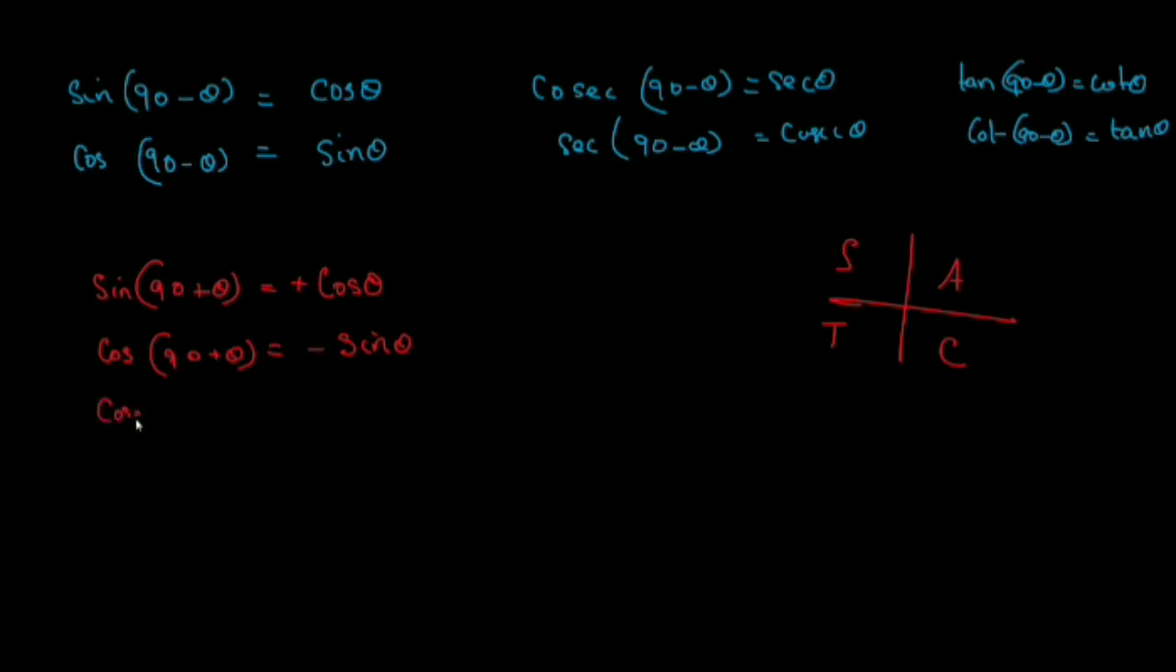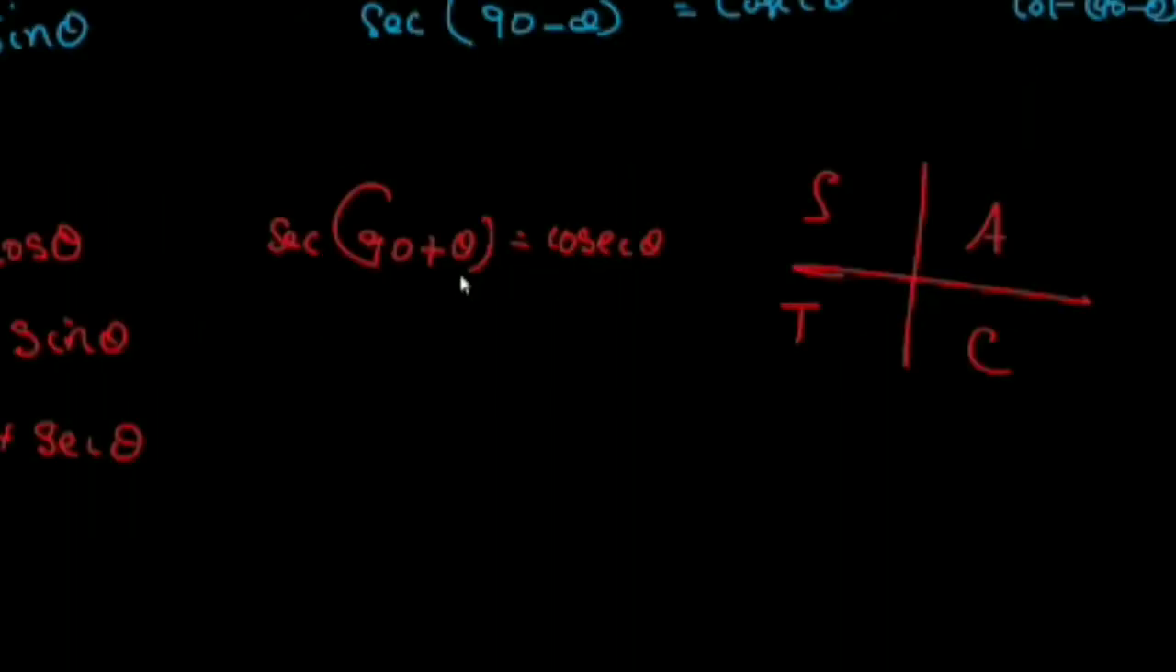Cosecant 90 plus theta. So what you should write first? First change the ratio. Cosecant will become secant. Write the ratio first. Secant theta. Then 90 plus theta is the second quadrant. Second quadrant, sine is positive, and cosecant, sine and its reciprocal, so cosecant is also positive. What will be secant 90 plus theta? It will become cosecant theta. Second quadrant, sine positive, secant is negative.